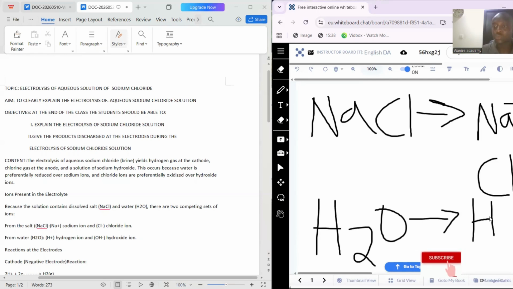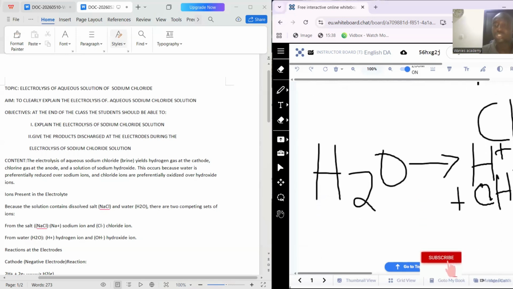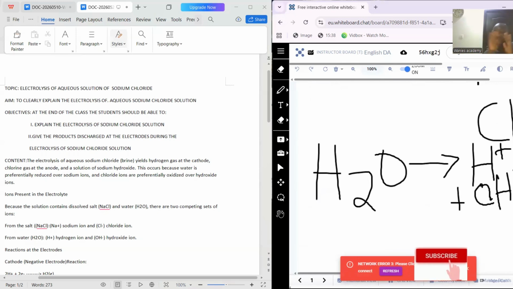You can see we have two competing sets of ions in this electrolysis: one from the dissolved salt, sodium ion and chloride ion, and from water, hydrogen ion, H+, and hydroxide ion, OH-. These are the two competing sets of ions that we have in this electrolysis.